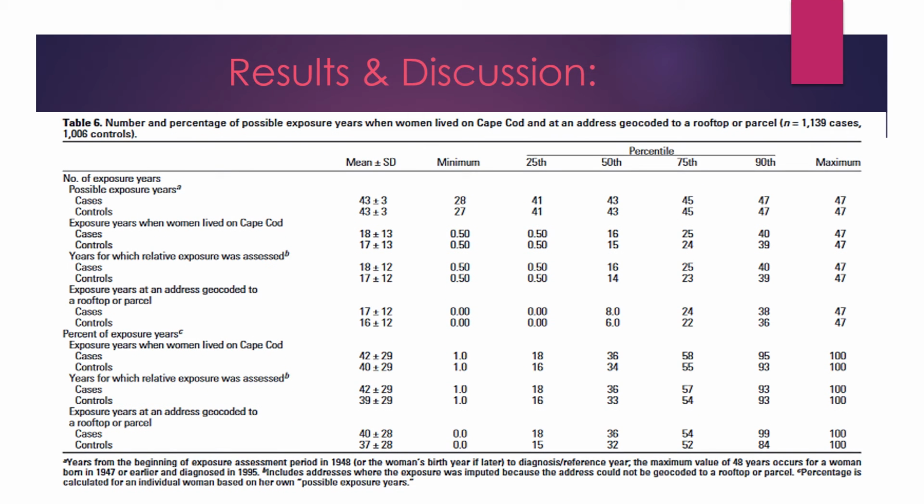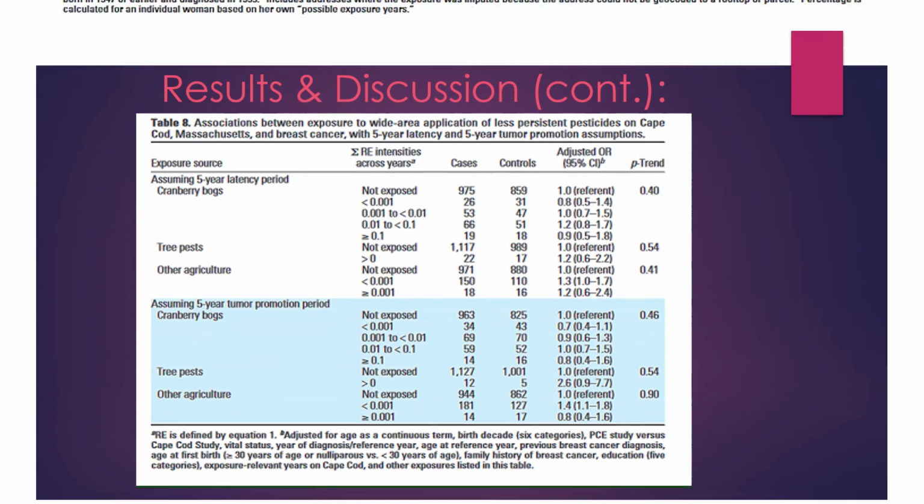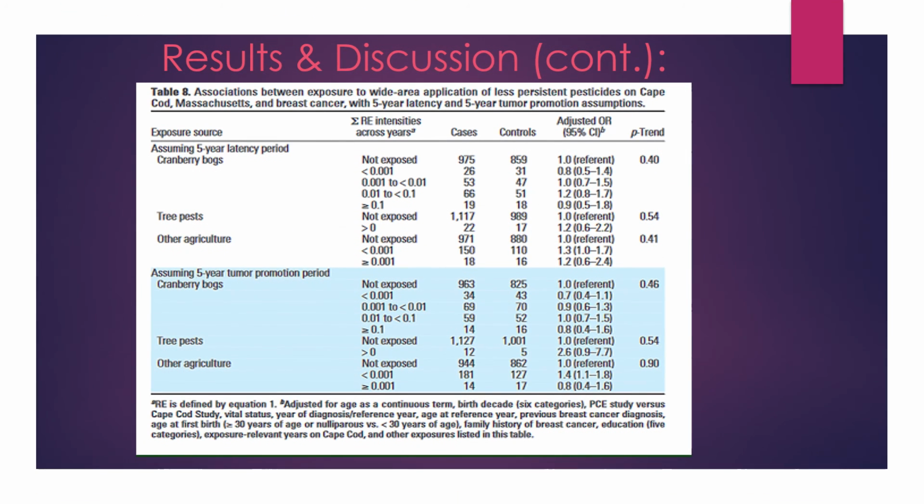As far as the results and discussion goes, this is table 6, and it basically shows the number and percentage of possible exposure years for those women living on Cape Cod with the geocoding already implemented into the data. Just looking across the different categories, comparing the cases and controls, you can quickly see that there's not a lot of variance between the cases and controls, and there was not any sort of significant difference observed.